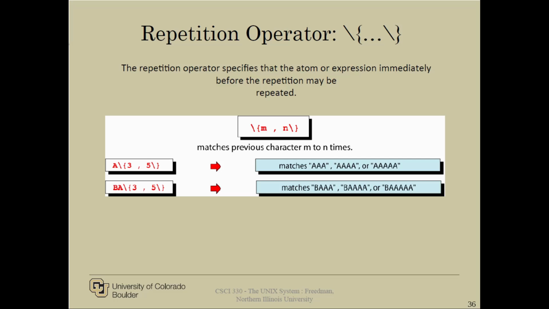The repetition operator matches the previous character m to n times. So here, taking a look at A, it's going to look for A starting at 3 matching A's, or 3 sequential A's, up to 5 sequential A's. So you can see on the right, it matches all those A's. Now take a look at BA, and it's going to match 3 to 5 as well, but it's going to match 3 to 5 on just the preceding character, just the A, not BA. It's not looking for BA, BA, BA. It's actually going to look for B, and then 3 A's, B, then 4 A's, and B, then 5 A's.